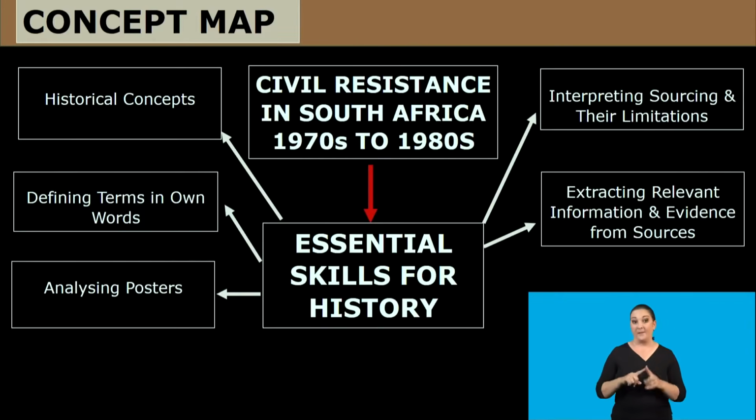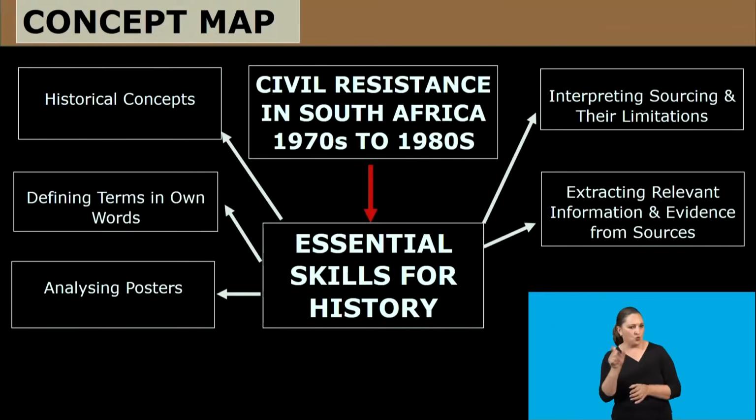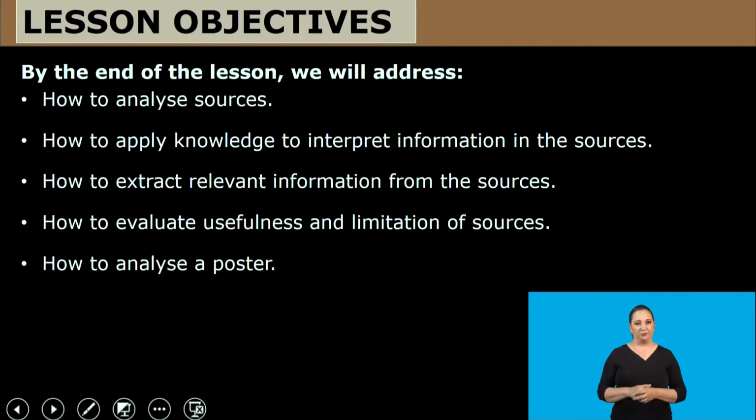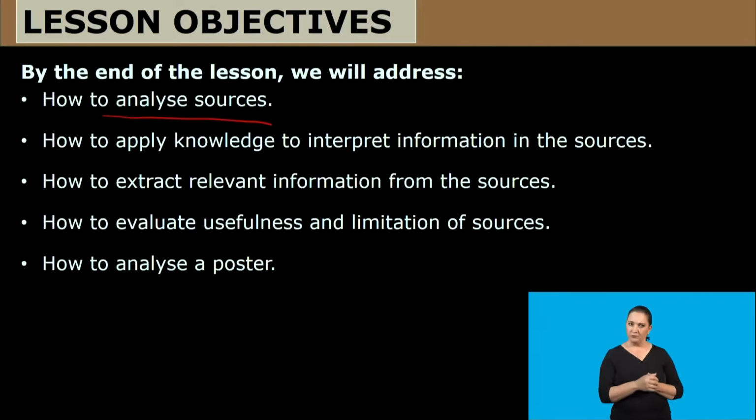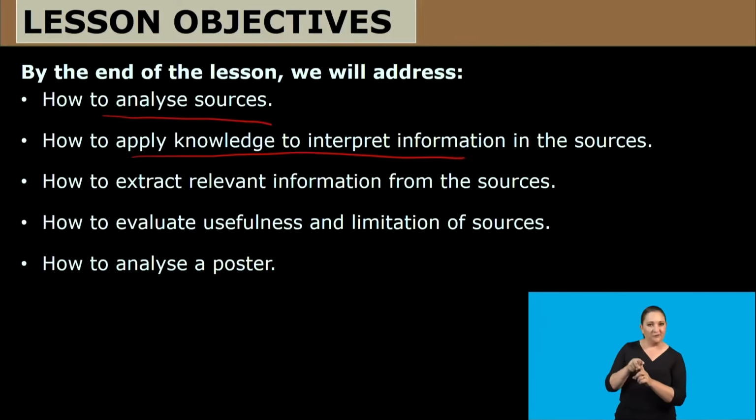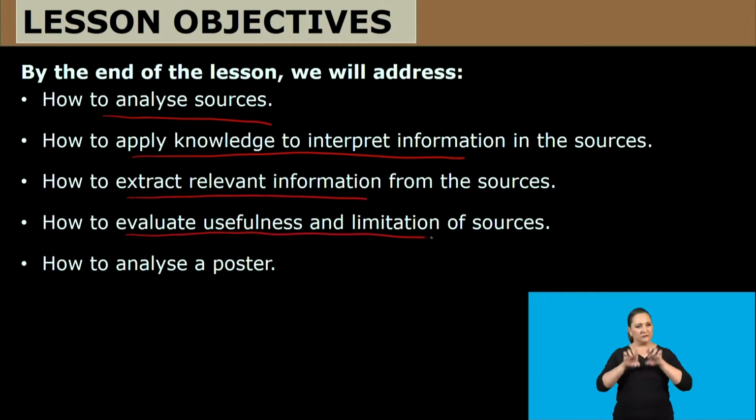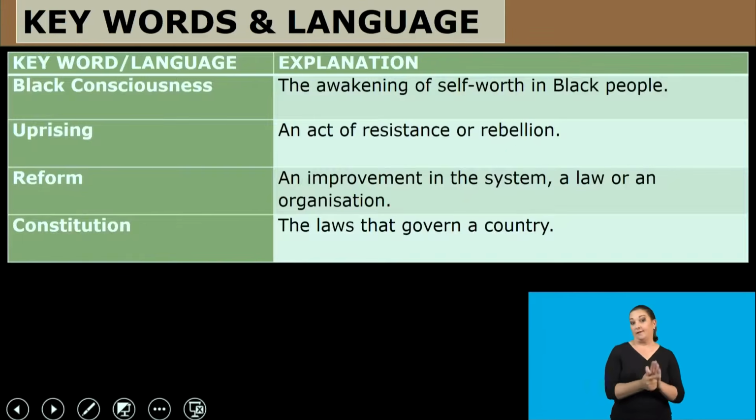There are also essential skills for history that we will be looking at today, like how to define words in your own words, how to understand historical concepts, analyzing posters, interpreting sources, and extracting evidence and relevant information from the sources. So, the objectives of this lesson are analyzing sources, applying knowledge to interpret information from the sources, extracting relevant information from the sources, evaluating the usefulness and limitation of the source, and how to analyze a poster. Those are very important. Please make sure that you know them by the end of the lesson.